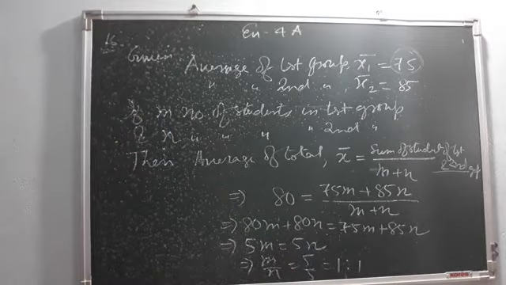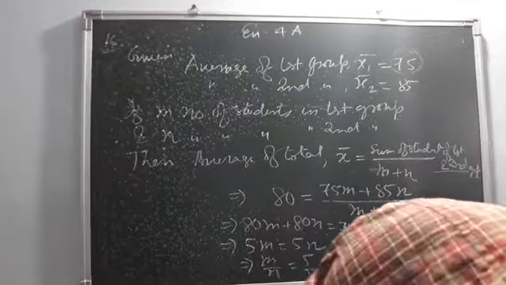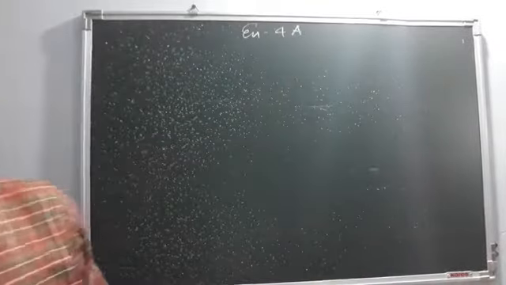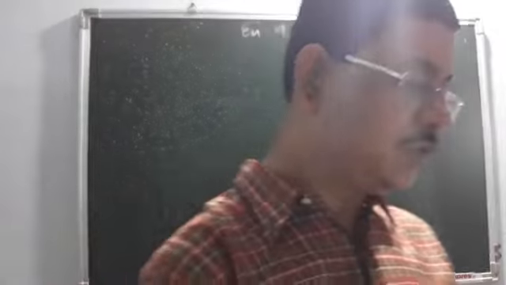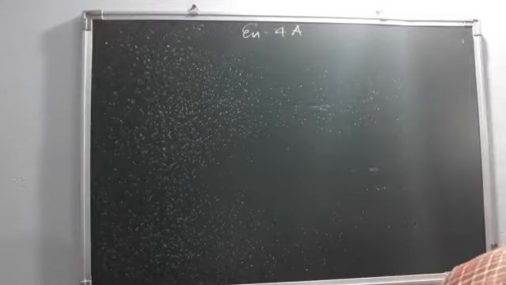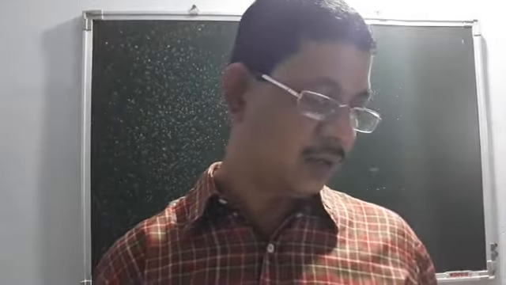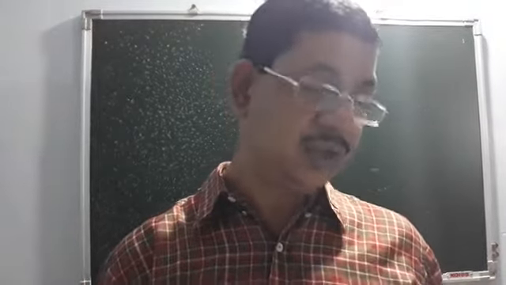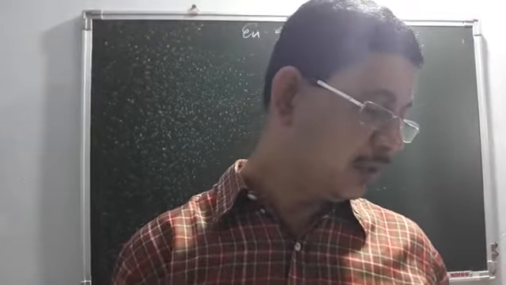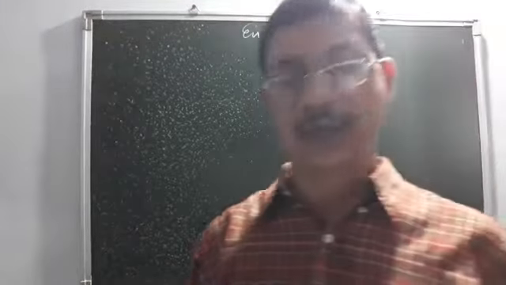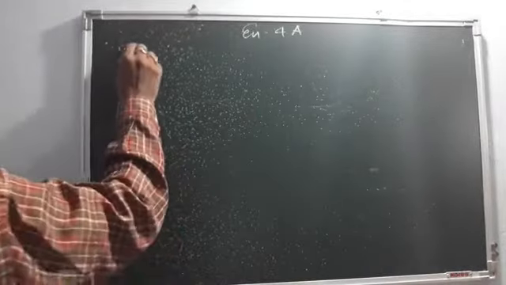Now question number 17. The average wage of male workers working in a factory is rupees 80 and the number of male workers is 100. The average wage of female workers is 70 and their number is 50. Find the average wage of all the workers taken together. I will do it shortly.